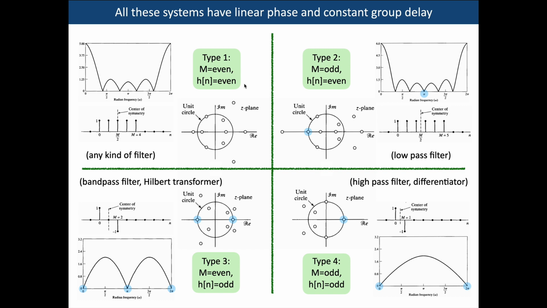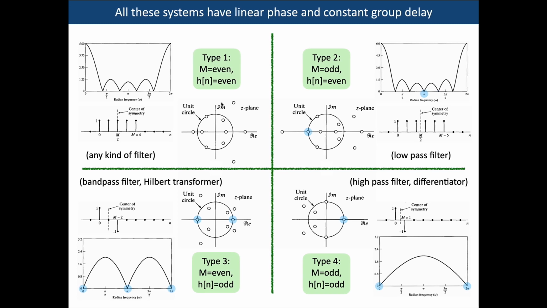So here we're looking at both the impulse response and its symmetry. We're looking at the magnitude response. We're also looking at the pole zero plot. Remember, these are all FIR filters. So the zeros are shown here in the pole zero plots. The poles are all located at the origin and they're not shown.